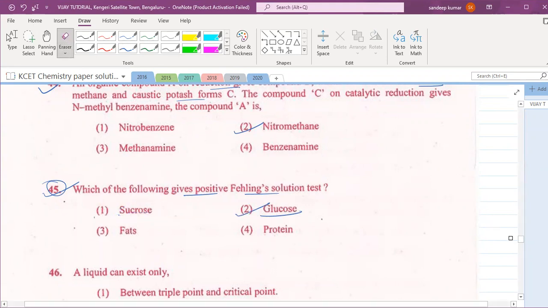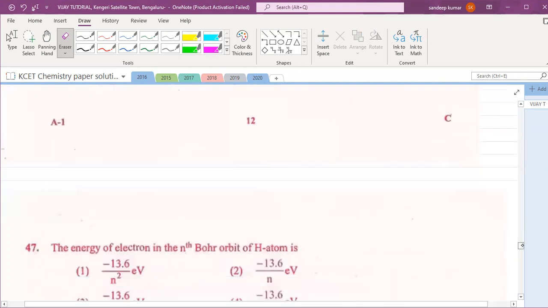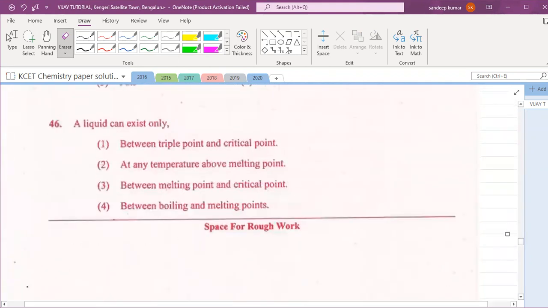Now this question is also good, 46. A liquid can exist only between triple point and critical point at any temperature? No. Between melting point and critical point? No. Between boiling point and melting point? No. It exists between the triple point and the critical point. This is the correct option. This is a states of matter question.